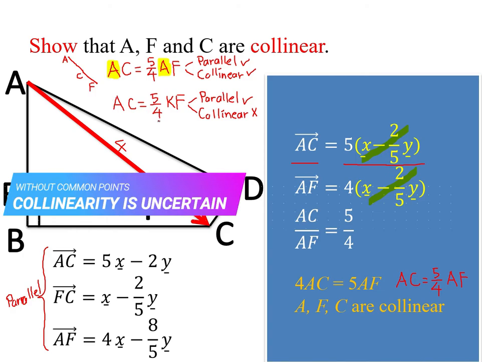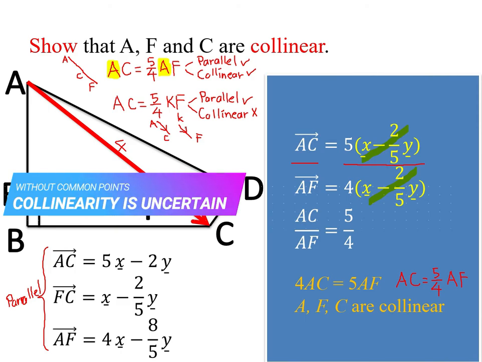But if you look at the second one, AC is here. This one we draw AC. But KF may be somewhere else, right? Because they are not connecting. So that's why for the second case, we cannot say they are collinear. We cannot say A, C, KF are collinear. But for sure, they are parallel, because the ratio exists between them.